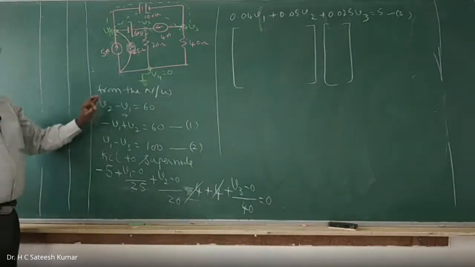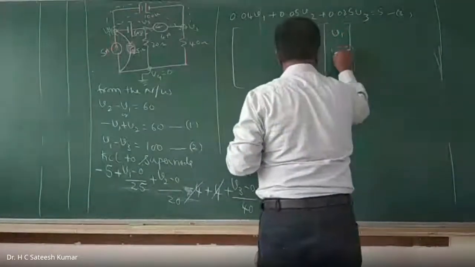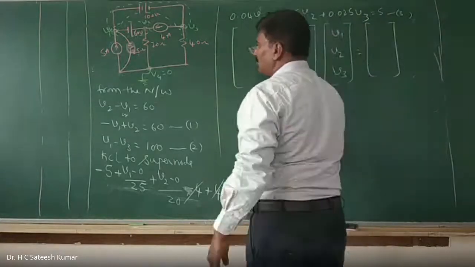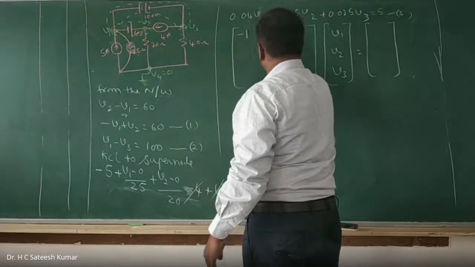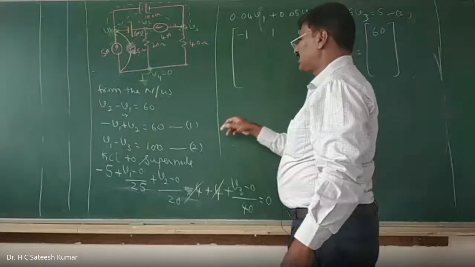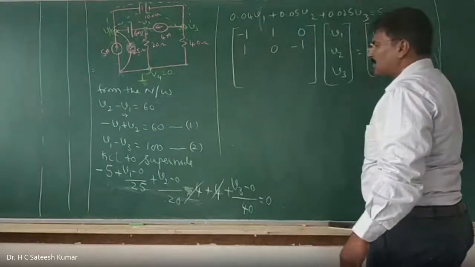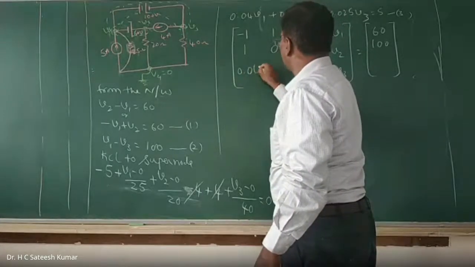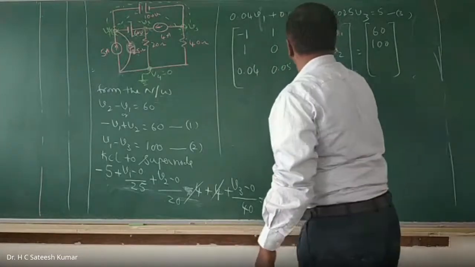See, once again you listen to the video in the evening and you will understand that, right? Go for this. V1, V2, V3 is equal to... V1 coefficient, what is the V1 coefficient? -1. V2 coefficient 1. V3 coefficient 0 and this is 60. What about the second one? 1, 0, -1, 100. And V3 coefficients, what is that we have? V1 coefficient 0.04, 0.05, 0.025 and this is 5.